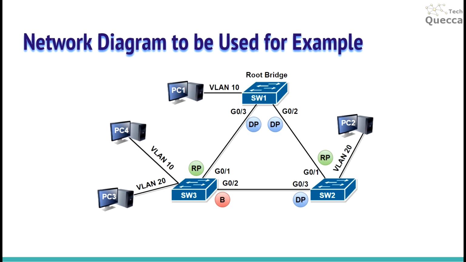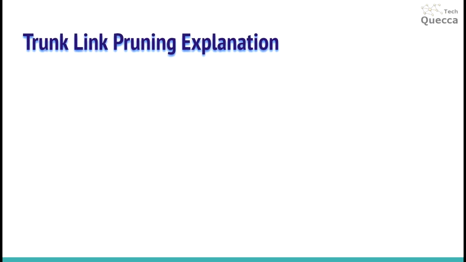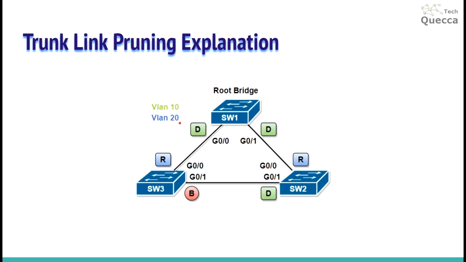So let's get started. Let's review what's going to happen when we prune some VLANs on trunk links when we use PVST. For our network, we have VLAN 10 and VLAN 20, and if we don't prune any VLANs on any links manually, for this example, it's going to be like this: SW1 is root bridge because it has the lowest MAC address, and link G01 is going to be blocked for all VLANs, VLAN 10, VLAN 20, and for default VLAN 1.